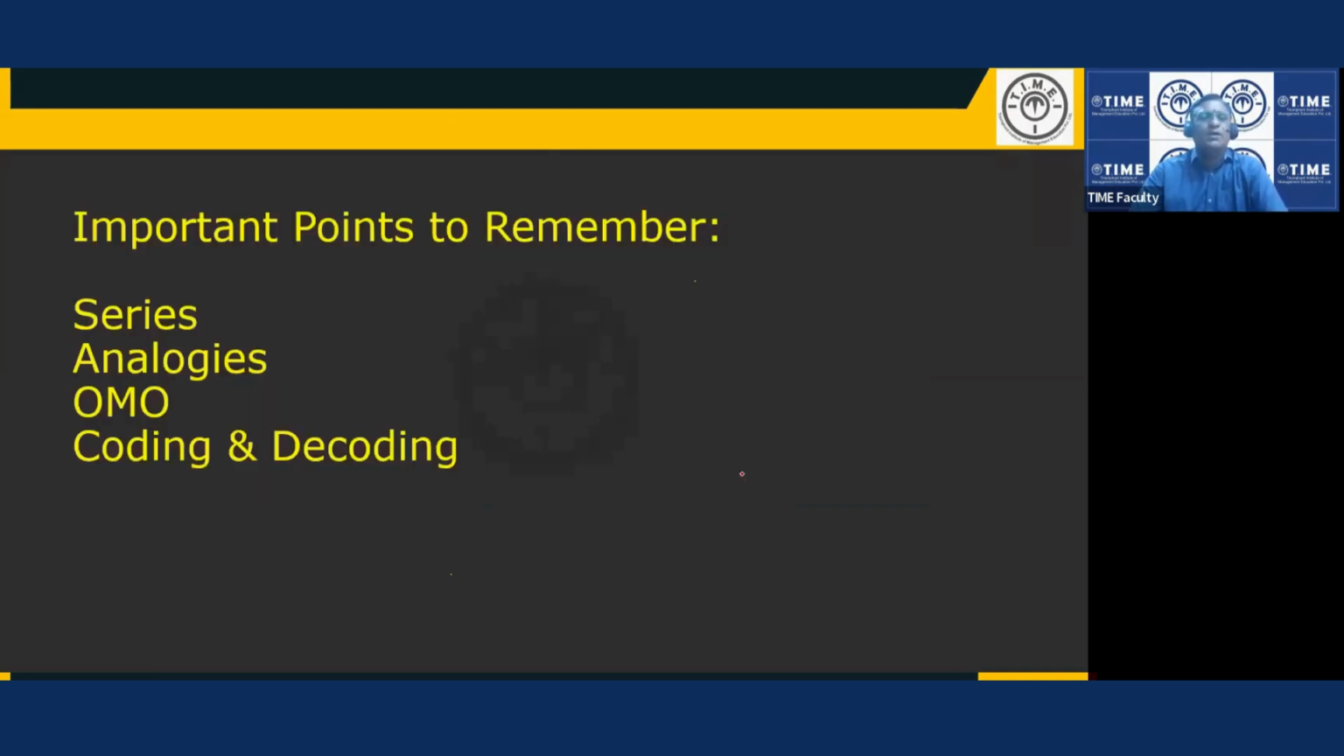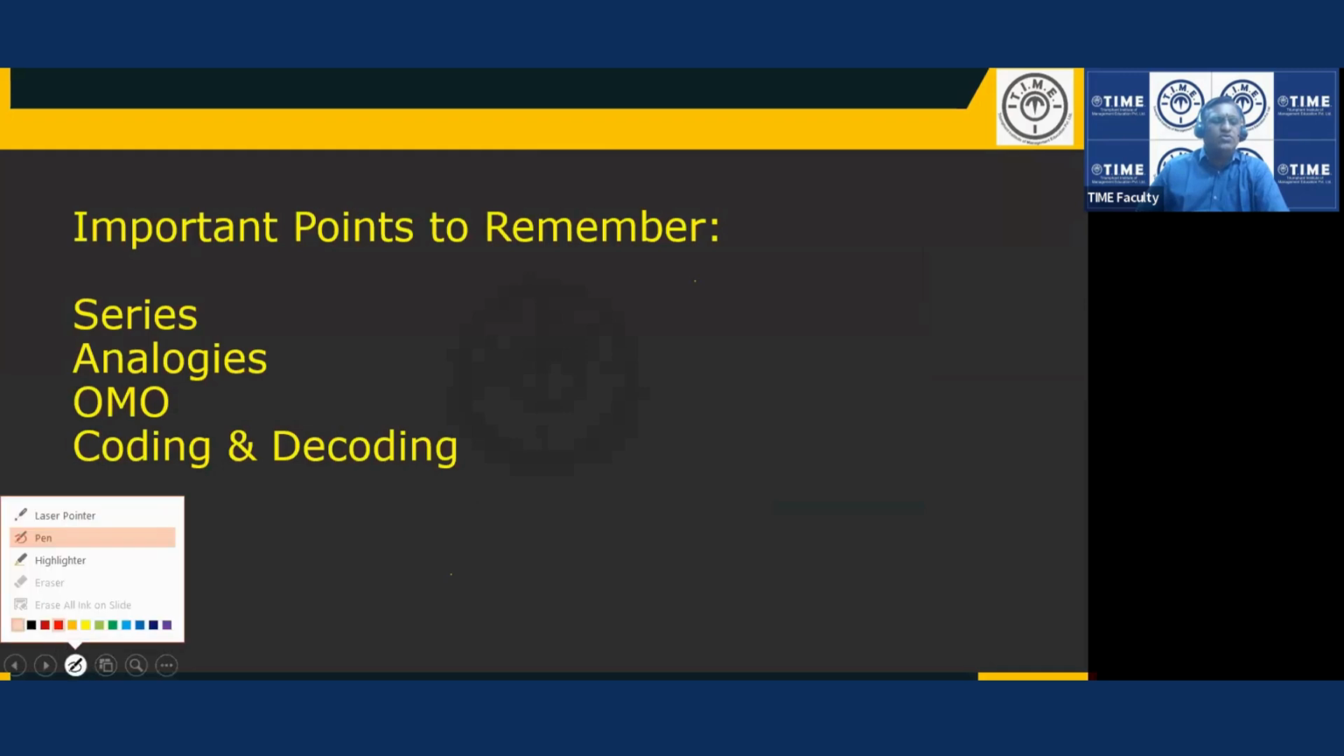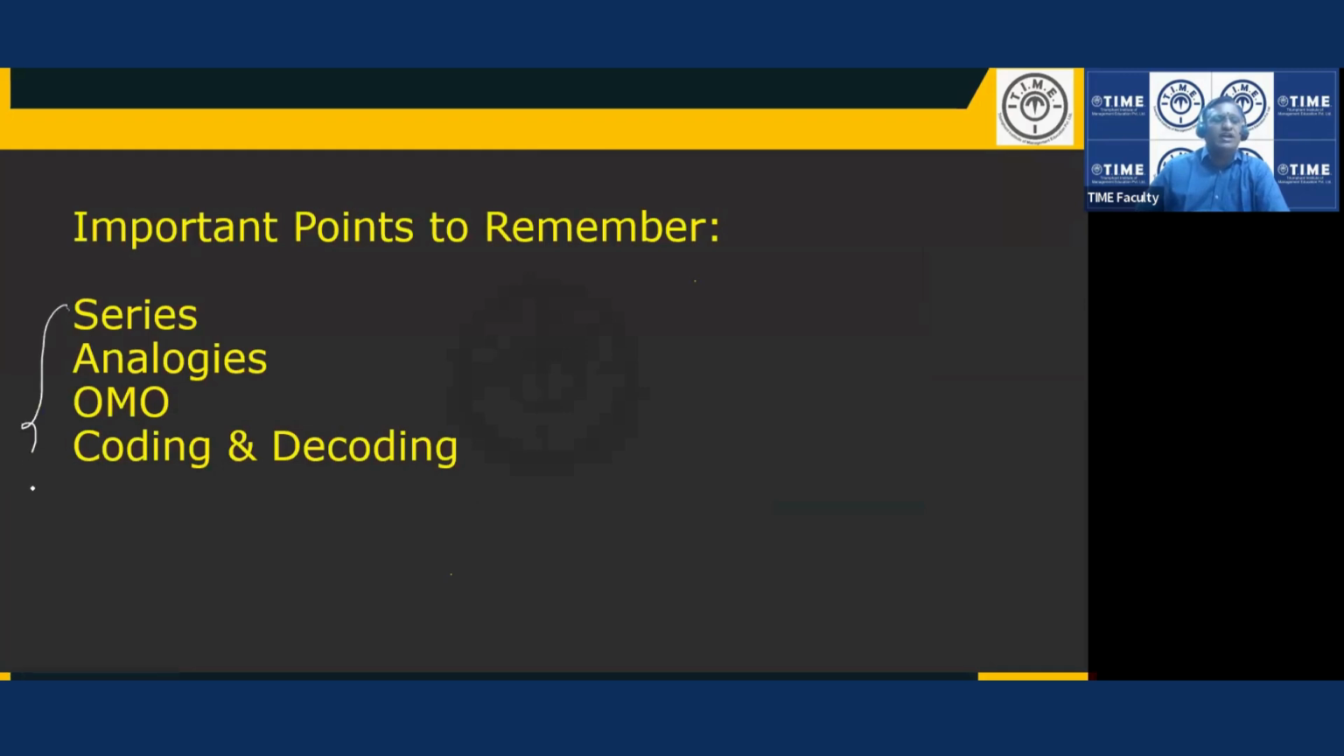Next, important points to remember. Here, these are the four major topics from reasoning: series, analogy, odd man out and coding decoding. In series and analogy, I said 15 questions, coding decoding 10 questions, odd man out is between 7 to 10 questions. It is a major portion to get the maximum marks from ICET. The requirement for these 4 areas is also the same.